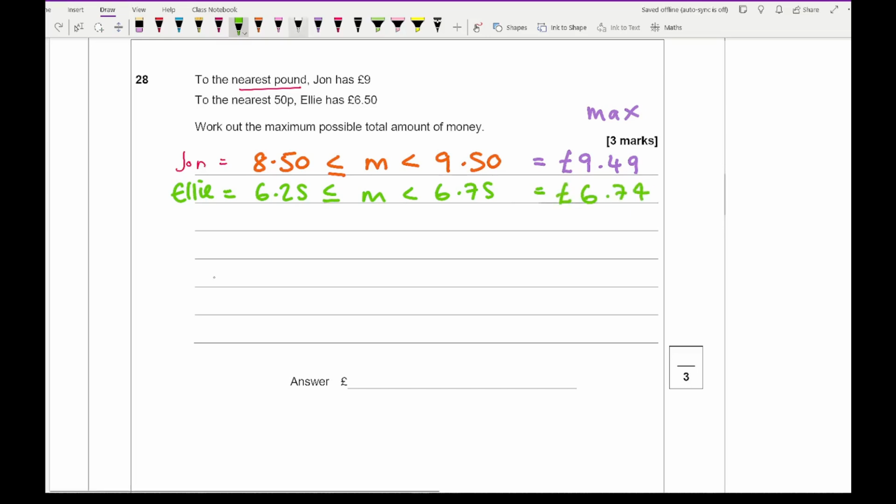Then all that's left for me to do, the question is saying what's the maximum total. So if I just add those two numbers up, 9 plus 4 is 13, 1 plus 4 is 5, plus 7 is 12, and then 9 plus 1 plus 6 is 16. So the answer then is £16.23. And there we go.